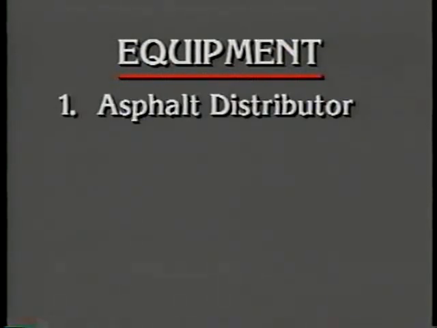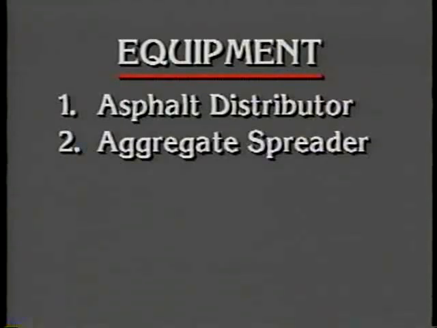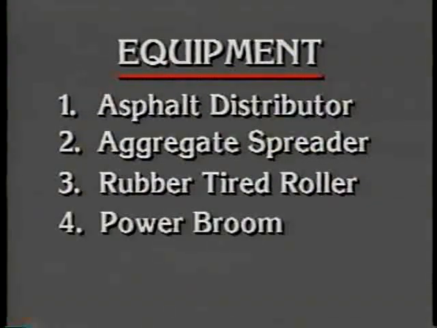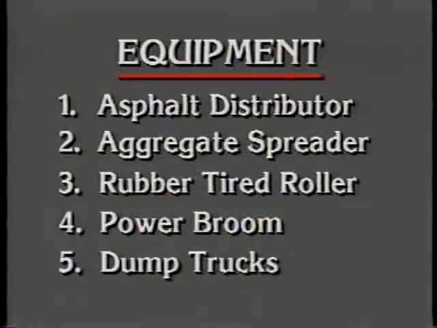The following pieces of equipment are needed for application of asphalt chip seals. 1. Asphalt distributor. 2. Aggregate spreader. 3. One or more rollers, preferably a rubber-tired roller. 4. Power broom. 5. Dump trucks.